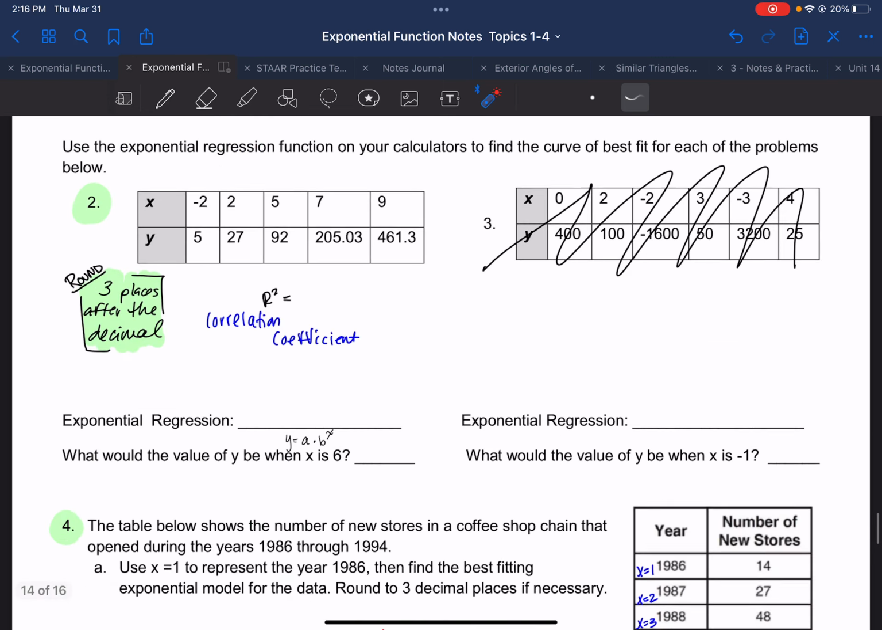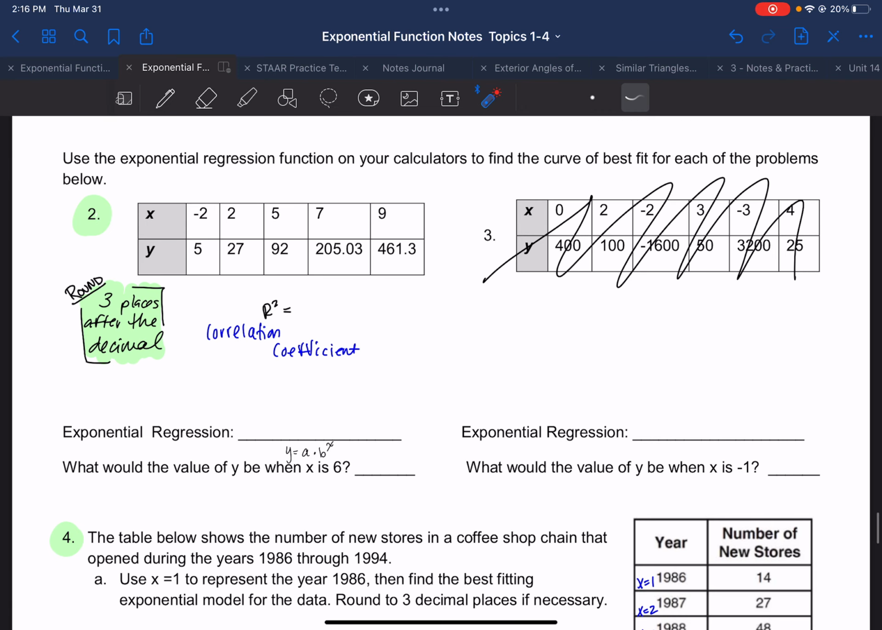All right, so we're going to do only a few examples. Just keep it short and sweet. So let's go ahead and do this. What we need to do is take this data, plug it in our calculator, get the exponential regression, and let's go ahead and write down our correlation coefficient as well. And then we're going to answer this question. What would the value of y be when x is 6?